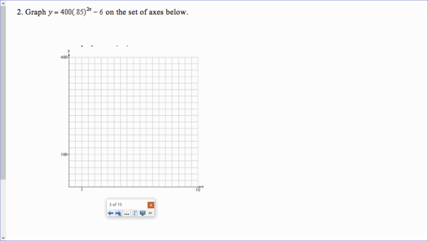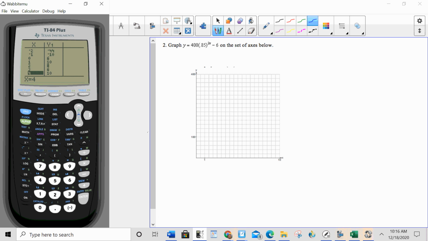Number 2, it's giving me something to graph. So I'm going to go to y equals, and I'm going to type it in. 400 times 0.85 to the power of 2x minus 6. I'm going to start with zoom 6.